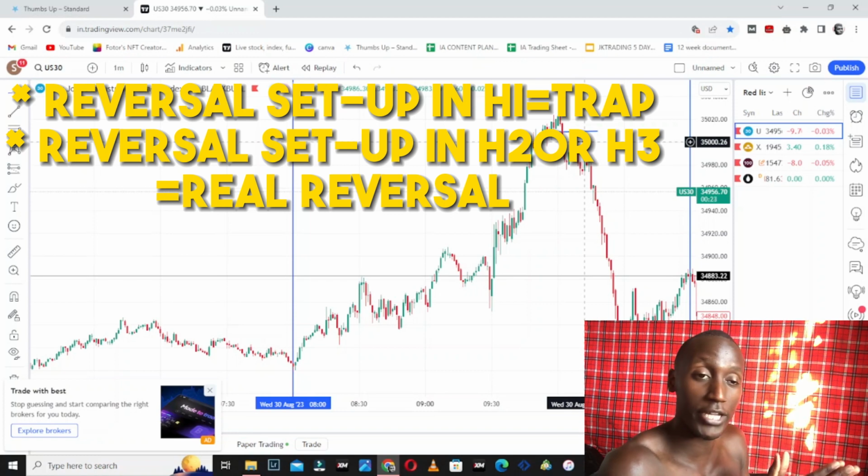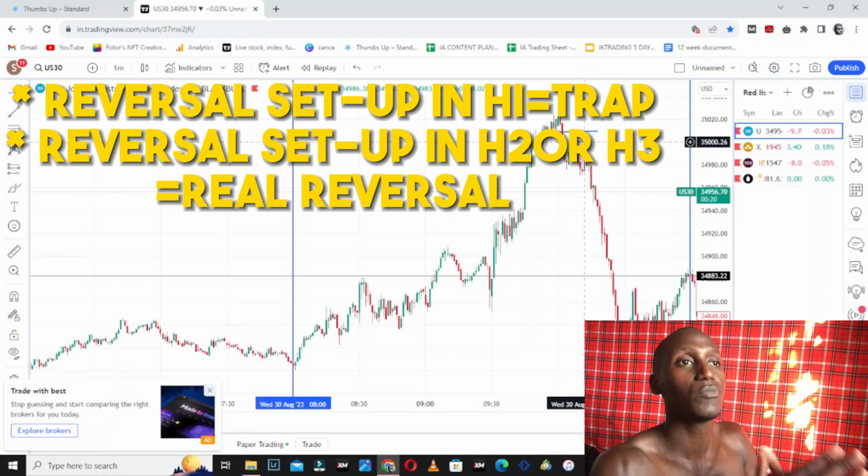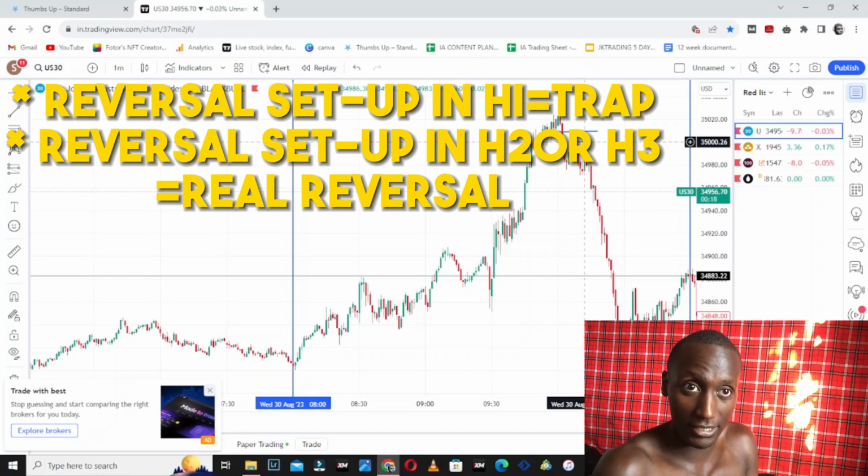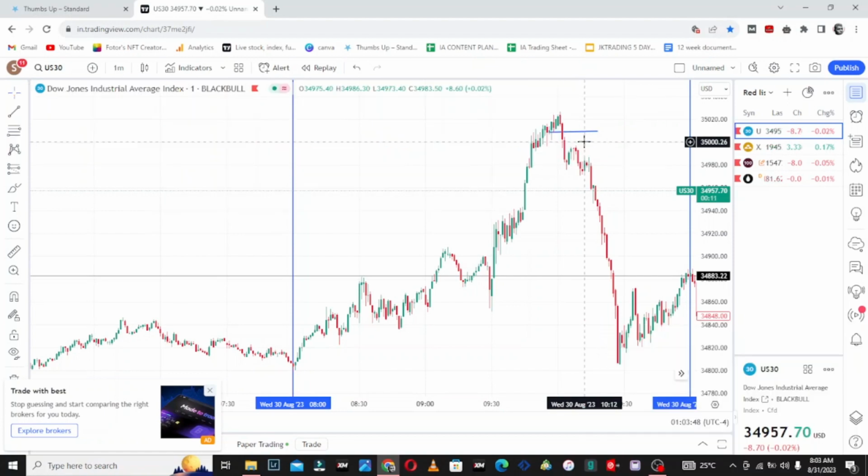If we get the breakout in the second hour, or the third hour, there's a higher probability that it will be a true reversal rather than in the first hour.